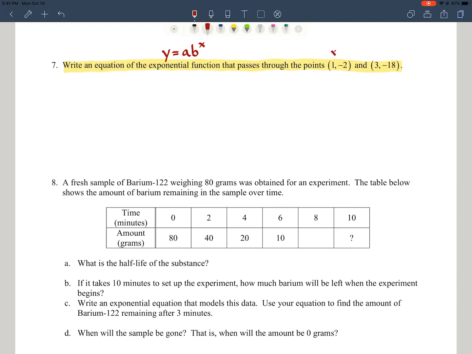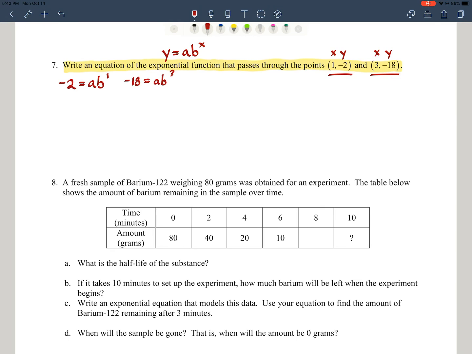So we're given 2 points, and remember each of these is an x and a y. There are several methods for solving this. I prefer to use the elimination method, and that's what I'm going to demonstrate here. I'm going to create a system of equations, one for this point and then an equation for that one there. So I'm going to put my y in for my y, my x in for my x. So I've got right now -2 is equal to a times b to the first power. And then I've got -18 is equal to a times b to the third.